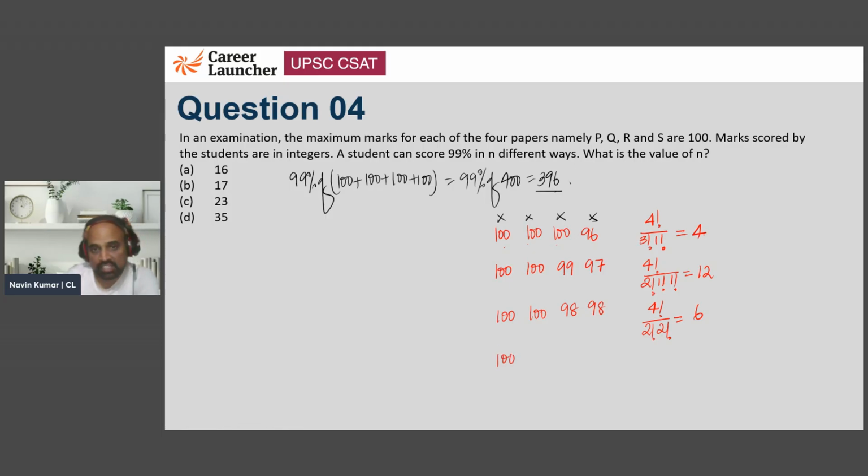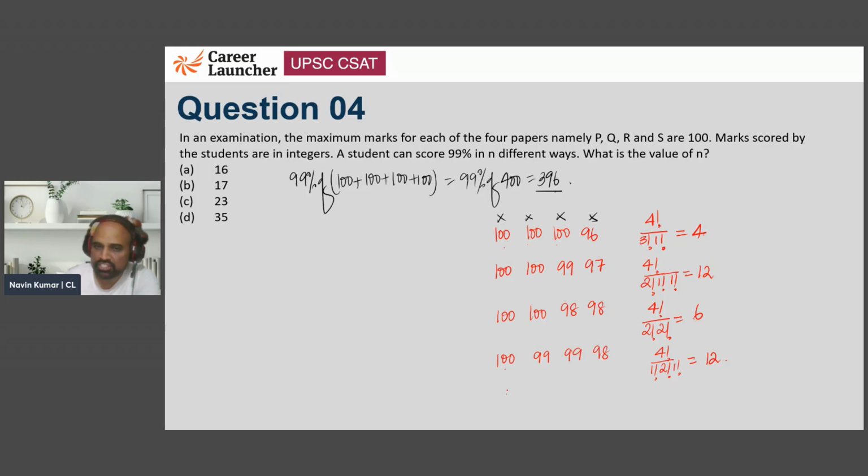So the next case is we will change this 100 to 99, the next one to be 99, and then the next one is going to be 98. This is going to be 4 factorial. 100 is 1 time, 99 is 2, 98 is 1. So this will give us another 12. Next, if we try to decrease 99 any further, it will make it lesser, right? It will be repetition of the previous one, basically.